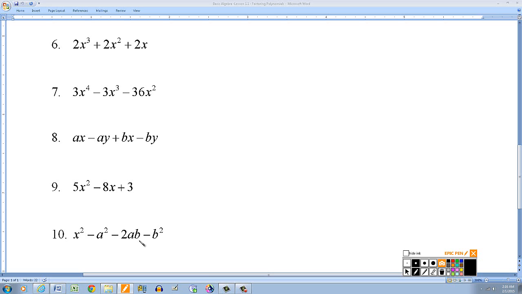So this is a case where I'm going to group 3 terms together and 1 term by itself. So this will be x squared, and then from these last 3 terms I'm going to factor out a minus 1. That's going to leave me with a squared plus 2ab plus b squared.